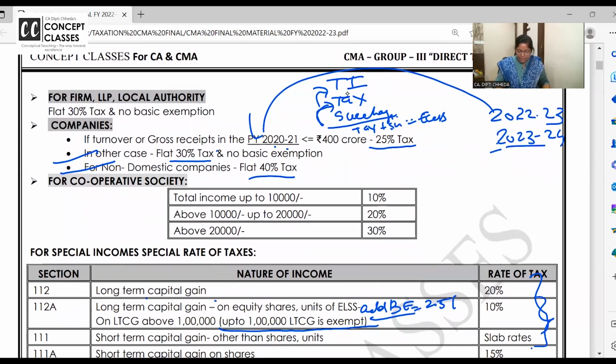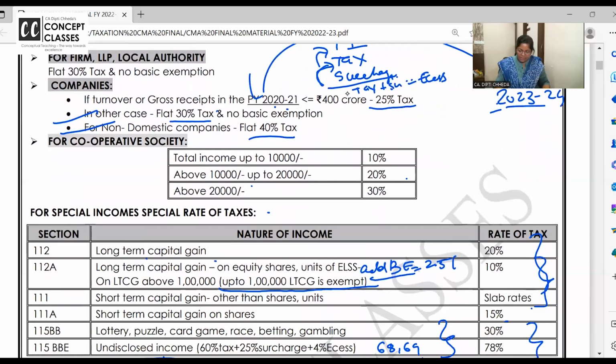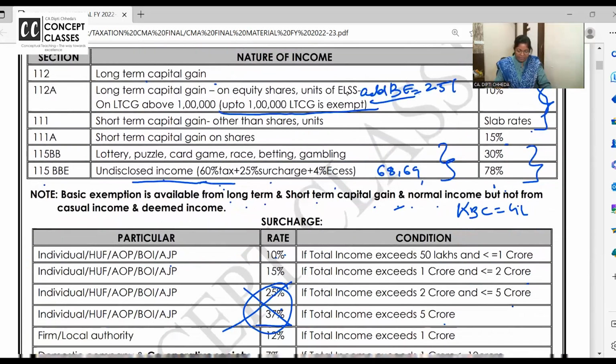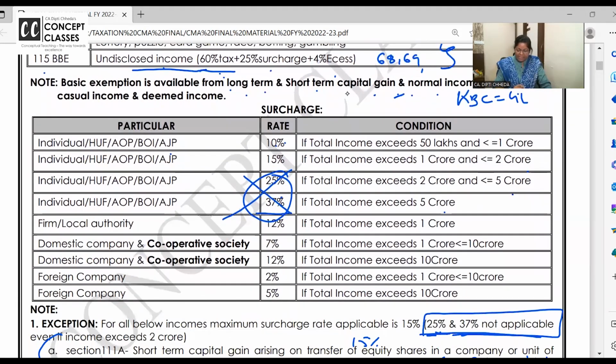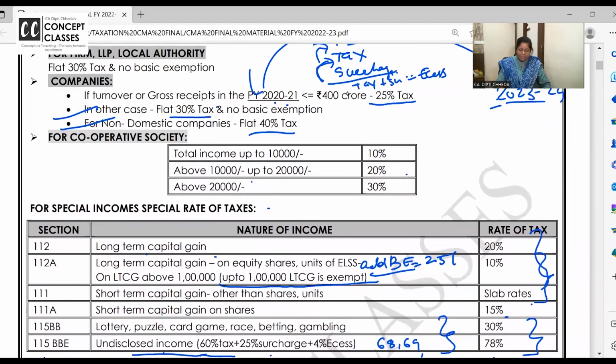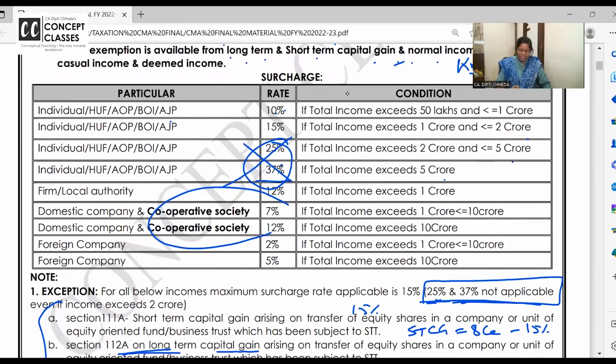Cooperative society: up to 10,000, 10%; 10,000 to 20,000, 20%; above 20,000 it is 30%. Okay? Right. Now, special incomes and special rates we have done. Yes, there is a major amendment in the surcharge rate of cooperative society. What is the tax rate for cooperative society? This. Now, surcharge rates.